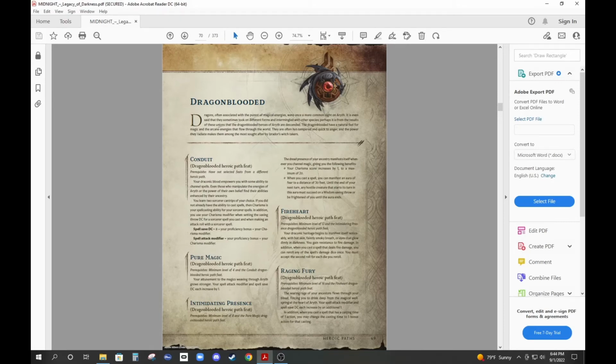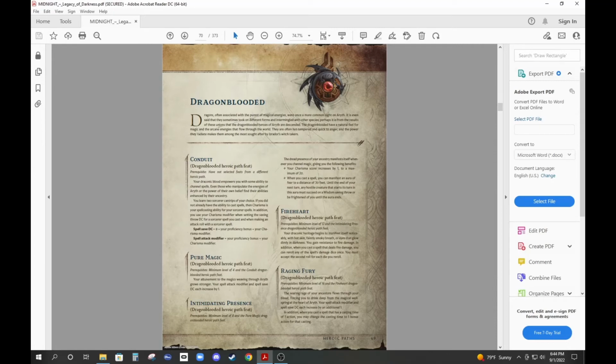Next we have the Dragon-Blooded. Dragons, often associated with the purest of magical energies, were once a more common sight on Aerith. It is even said that they sometimes took on different forms and intermingled with other species. Perhaps it is from the results of these unions that the dragon-blooded heroes of Aerith are descended.